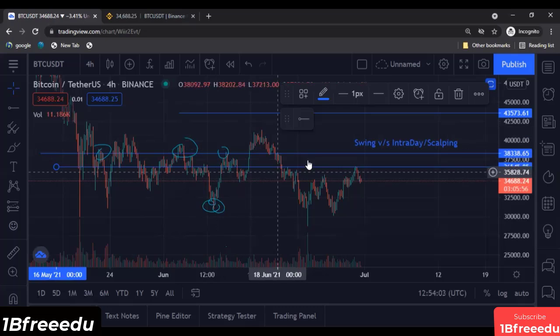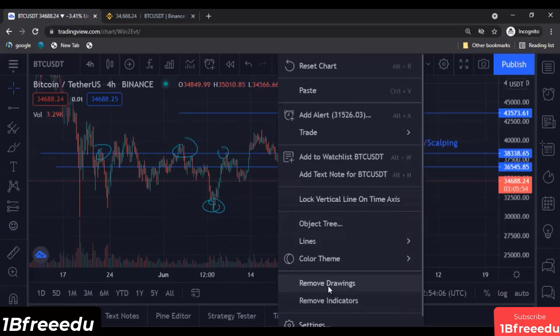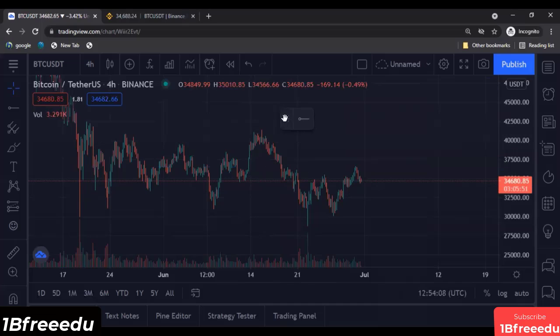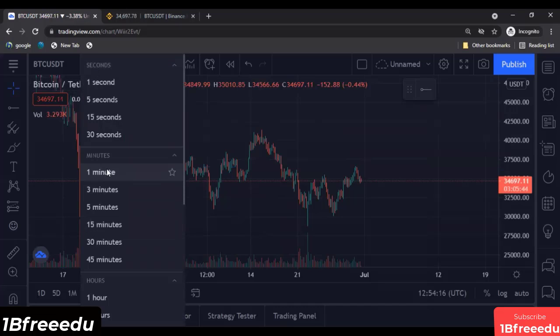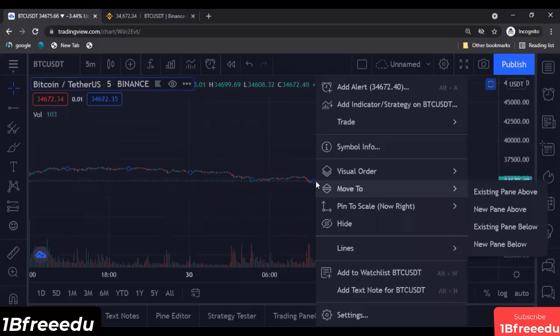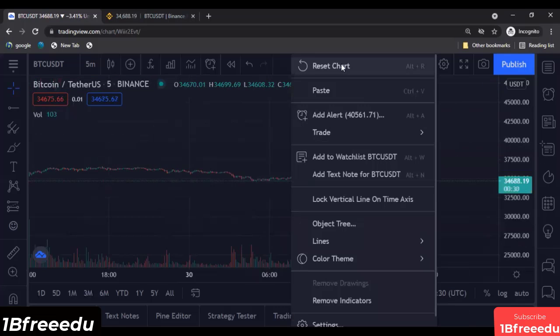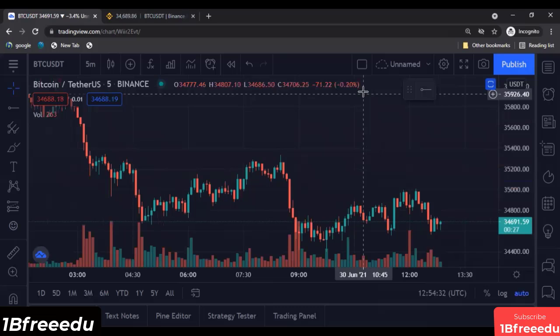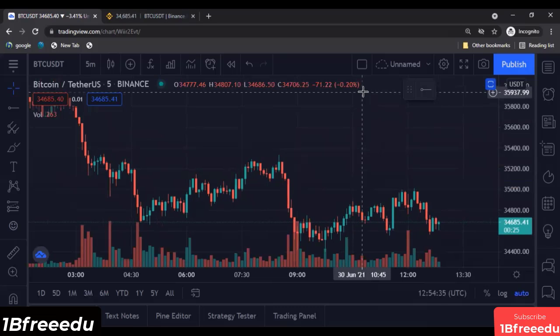As you can see here, let me remove all the drawings. If we aim for scalping, what we must do is look at the charts ranging from 1 minute to 30 minutes maximum. What this means is, for example, if we open a 5 minute chart, and if you click here to reset chart, it would show up like this. Now, in a 5 minute chart, the volatility would be much, much higher than a 4 hour chart.